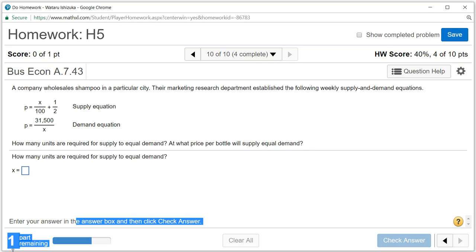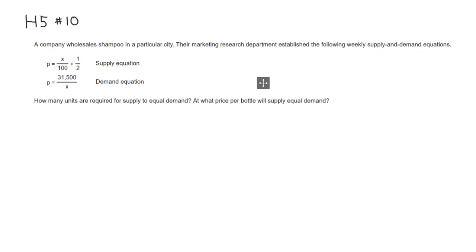Alright, let's look at homework 5, problem number 10. You have a supply equation and a demand equation, and we need to find the x value so that these two equations are equal to each other. So let's do that. We're going to just set them equal to each other.